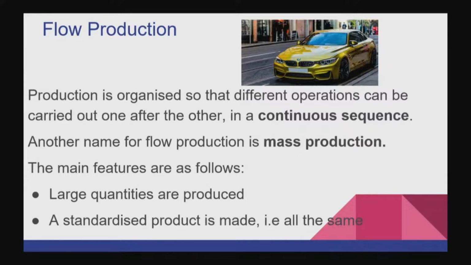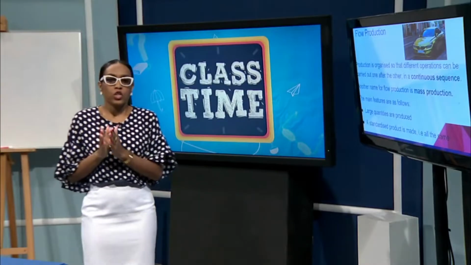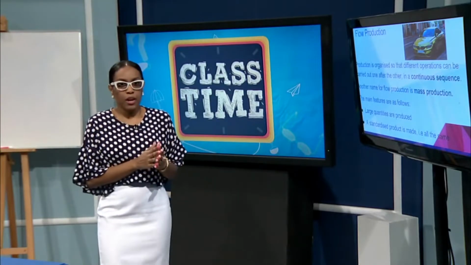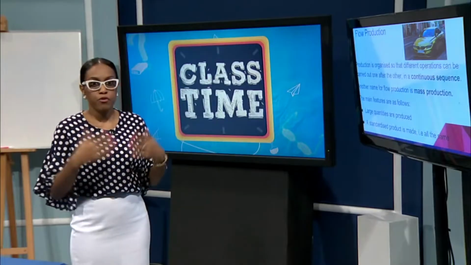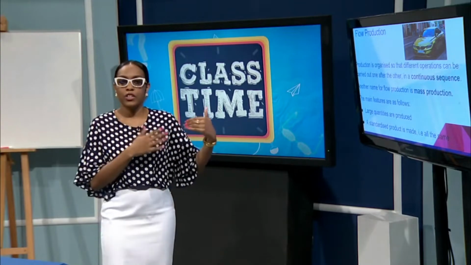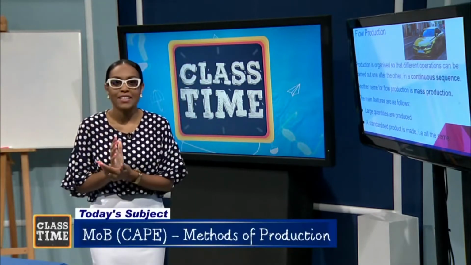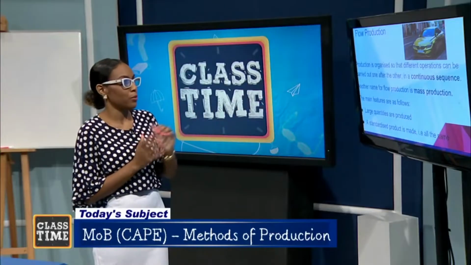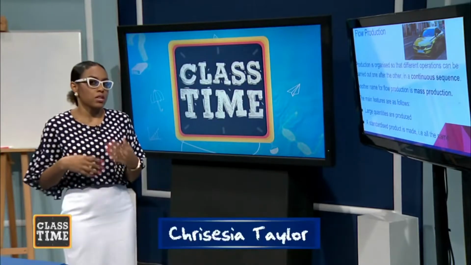For flow production, we're thinking about different operations, but we're carrying them out one after the other. So it's a continuous thing that we're looking at. So in building a car, you want to ensure that you move from one stage to the other. So, right, you cannot put on the wheel before you do certain things. So you have to bear in mind the different things that you need to achieve in order to get the entire product, which is our lovely BMW right here. So you have to think about that.